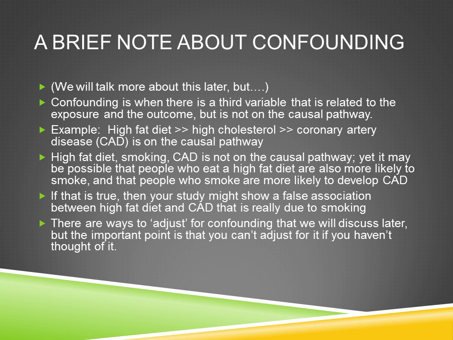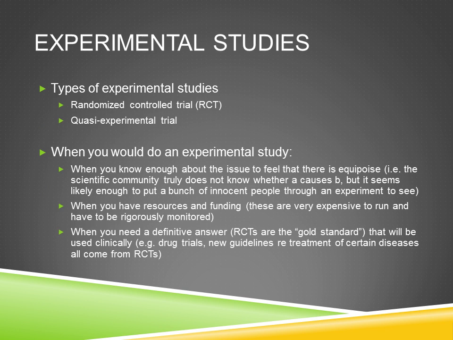There are definitely ways to adjust for confounding in the statistical analysis that we'll discuss later, but the really important point with all of these studies, and when you're designing a study or you're reading about a study that someone else designed, the really important point is that you cannot adjust for confounding if you didn't think about it ahead of time. If you don't collect the data on it and think about how you're going to deal with it, you cannot adjust for it if you don't have data on it.